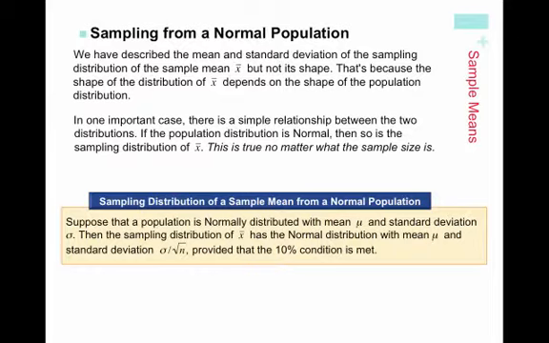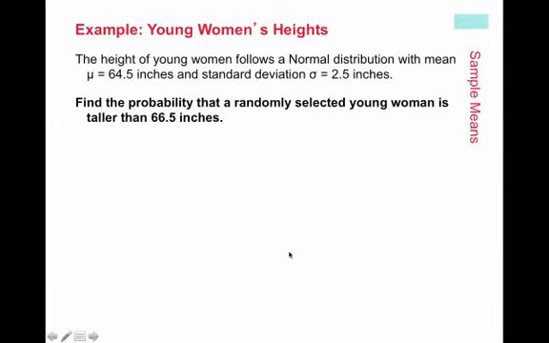Suppose that... here's a formal definition for us. Suppose that a population is normally distributed with mu and sigma, then the sampling distribution of x bar will have a normal distribution with mean mu and standard deviation sigma over square root n, as long as the 10% condition is met. And let's look at an example here.